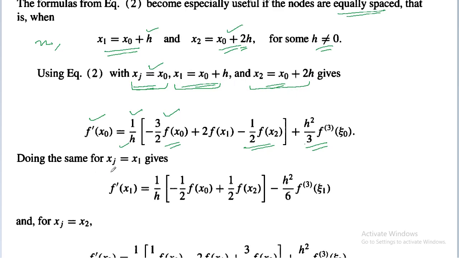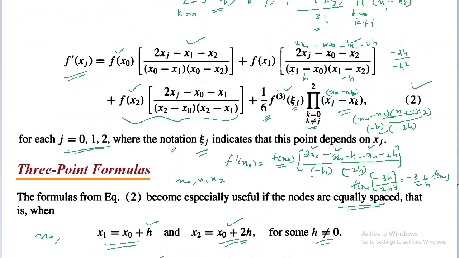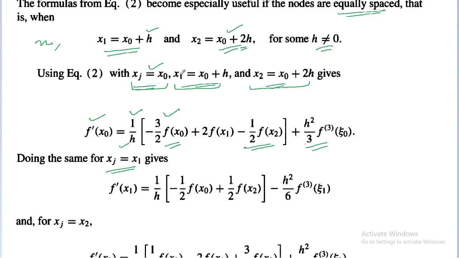Now doing the same for xj equal to x1, that is when we replace xj by x1, from this equation we get f dash of x1. In a similar way we can find that also. So you just try that, you will get f dash of x1 is equal to 1 by h into minus 1 by 2 f of x naught plus 1 by 2 into f of x2 minus h square divided by 6 into f3 of zeta 1.